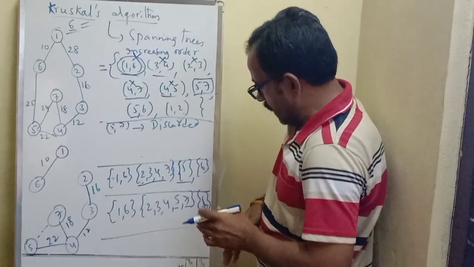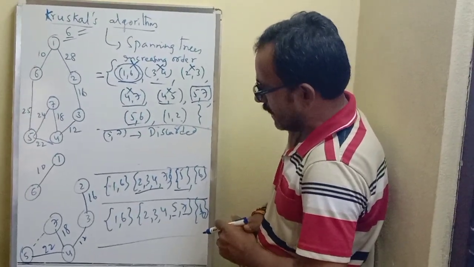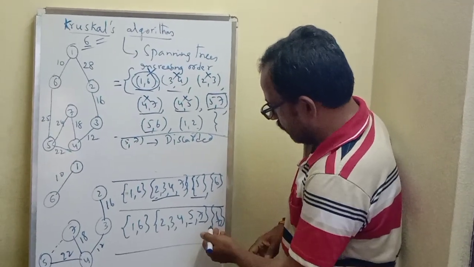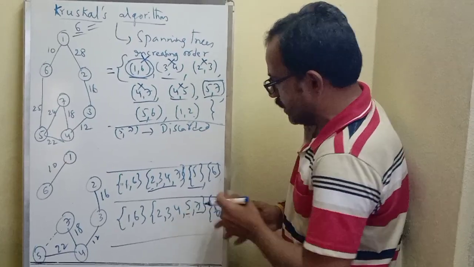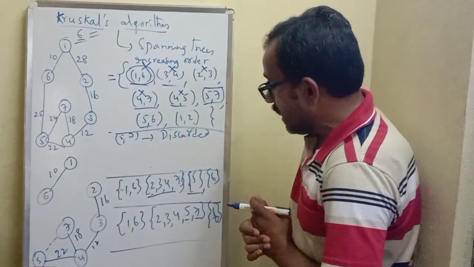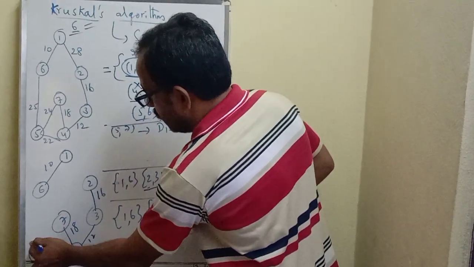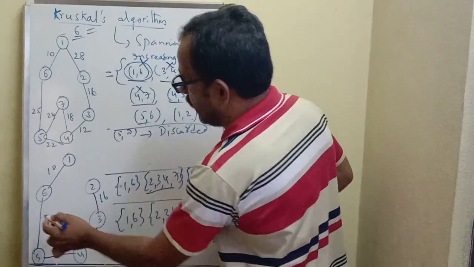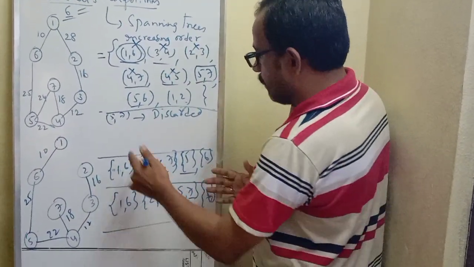Then immediately verify whether 5, 6 are in the same set or not. What about 5, 6? 5 is in one set, 6 is in another set. 5 and 6 are in two different sets. Then we can combine 5, 6 in the spanning tree. Then we can combine 5, 6 into the spanning tree. The cost is 25. Then what is the updated set now?